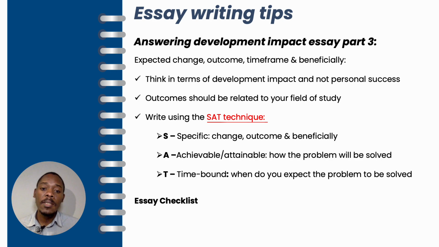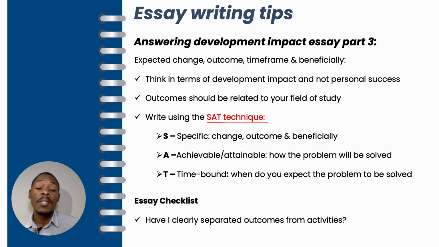When it comes to the checklist, if you've written this essay correctly, you should be able to ask yourself questions. Have you clearly separated the outcome from activities? Activities is what you are going to do. Outcome is the result. For example, if you're going to contribute to solving the hunger problem in your country by designing a novel solution for agriculture, that is an activity. But hunger being reduced by 20%, that is a result.